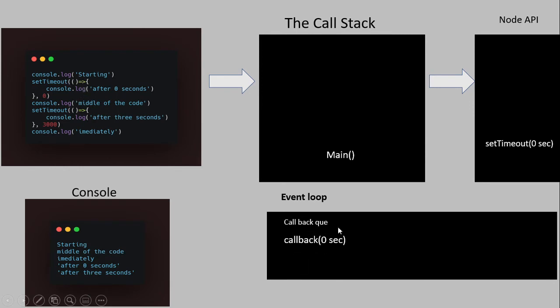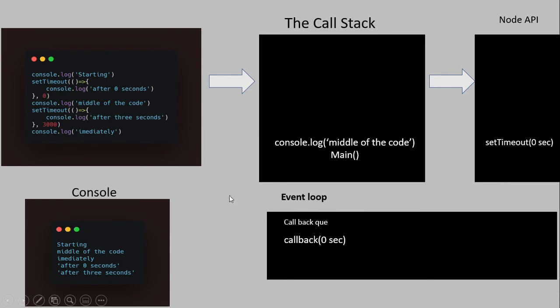Now what the callback queue does is to keep track of functions that are ready to be called, that have been executed successfully by the Node API. Then we go further, we have console log, middle of the code, and then it's logged in the console. One would expect this callback to be called immediately it is in the callback queue, but that is what this event loop is here for.